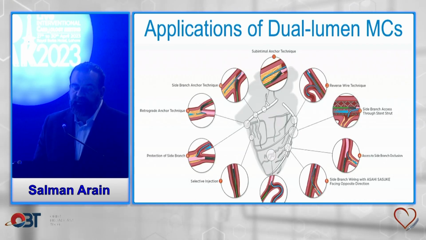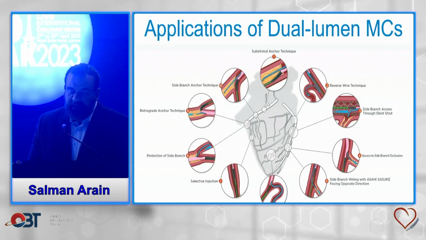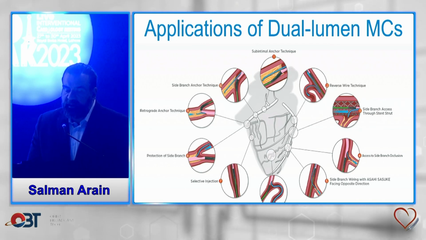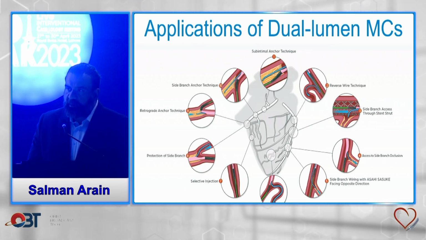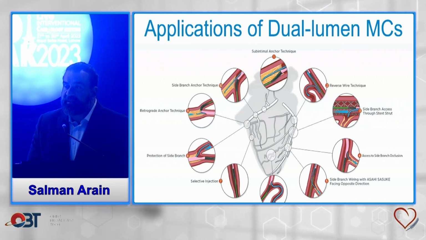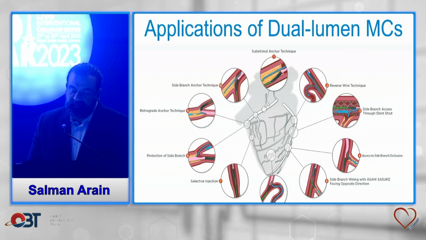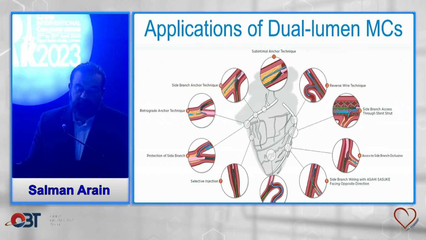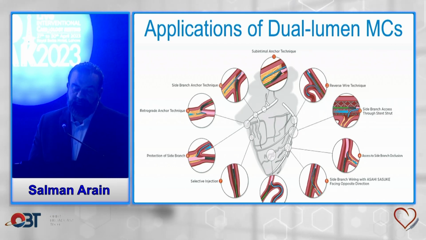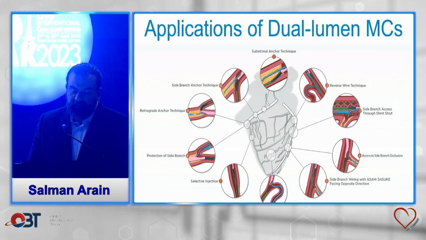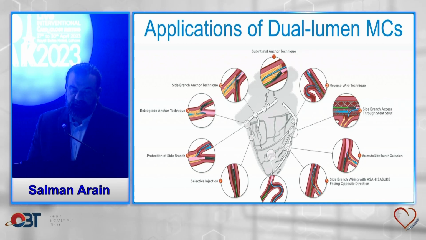And this is just some of the uses where you can use. So you can use subintimal anchoring technique. You can use it for reverse wiring. You can use it for support when doing side branches, staying within the stent struts, and so on and so forth. So there are multiple uses for this catheter, and we always seem to be sort of using them in one way or the other, but they're also essential for a good CTO operator.